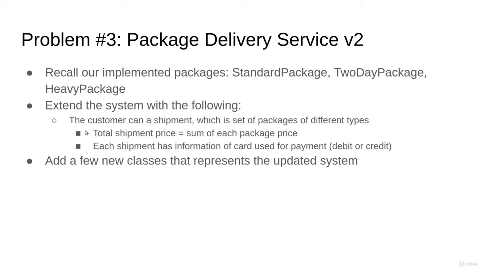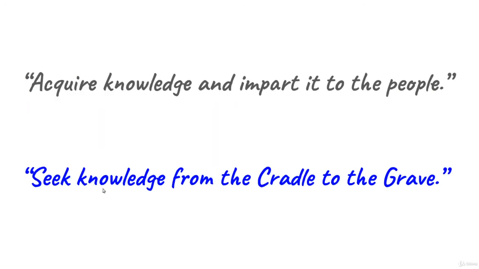In this system, the customer can create a shipment, and each shipment is just a set of packages of different types. The total shipment price is the sum of each package price, and each shipment should have information on the card used for the payment, which could be a debit card or credit card. Try to add a few classes that represent this extension to the service. That's all.